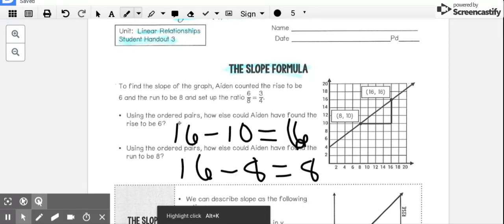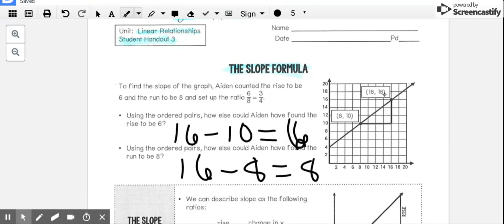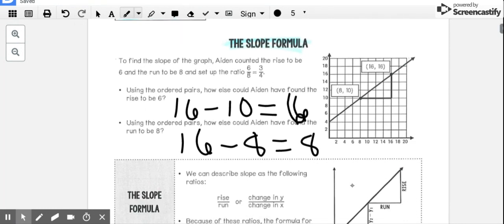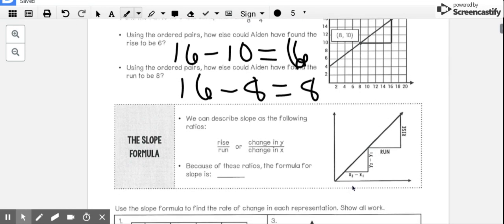So he could have done this 16, which is your Y, minus this 10, because that's really kind of the same as counting, but you're just subtracting and getting 6. And then he could take this 16, which is your X, minus 8, which is 8. And that's the same as counting when you subtract. So that is the slope formula.